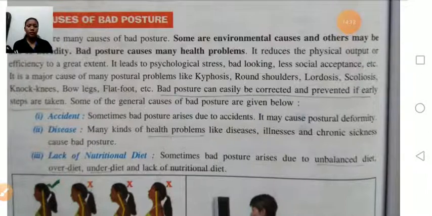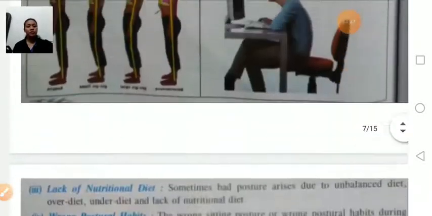Lack of nutritional diet. If the person does not have a proper nutritional diet, then there may be bad posture. Bad posture arises due to an unbalanced diet, like overeating, या फिर under diet or lack of nutritional diet. These are the causes of bad posture. If he does not take proper nutrition, it will lead to bad posture.